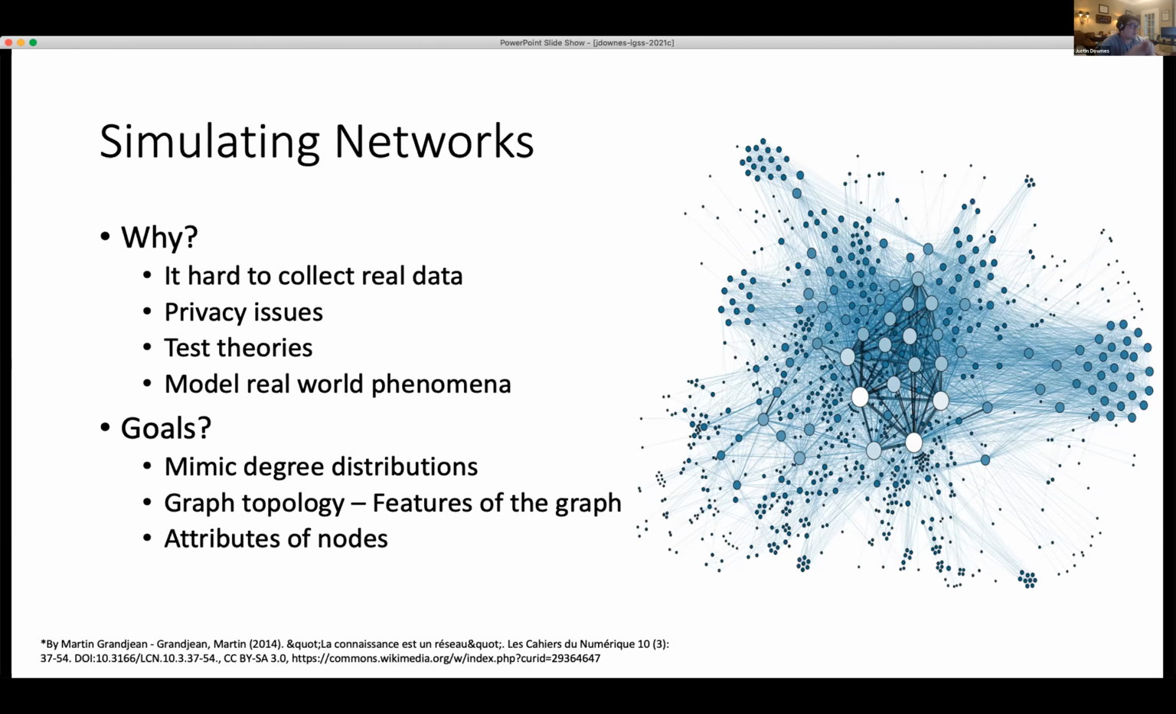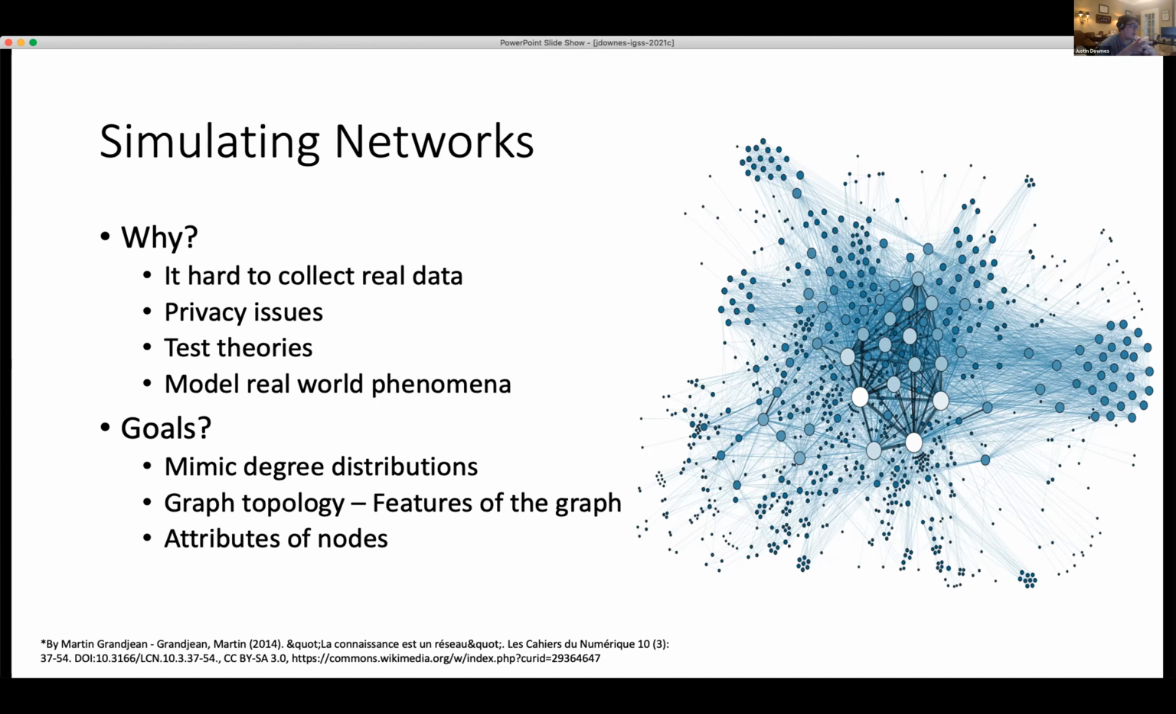It's hard to collect real data. Real world data can often be massive. You don't have access to it. There are privacy issues; you don't want to collect all people's attachments and friends and their names and their emails. We also want to test our theories. When you have a real world data set and you build a model for it, often you don't know if that model is robust to other types of data that are similar.